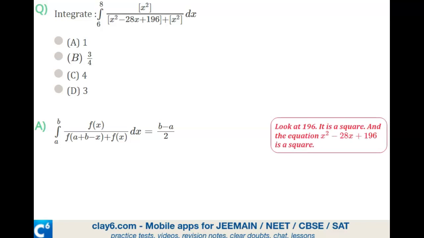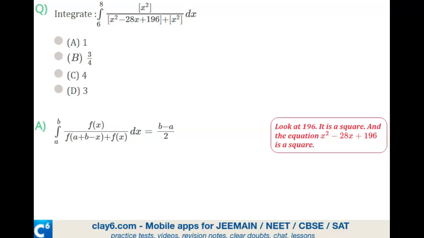One is the observation that 196 is a square, and because of that we can now put it into the form of basically a plus b square, right? X square minus 2 times 14x plus 14 square. That is clearly x minus 14 square or 14 minus x square.